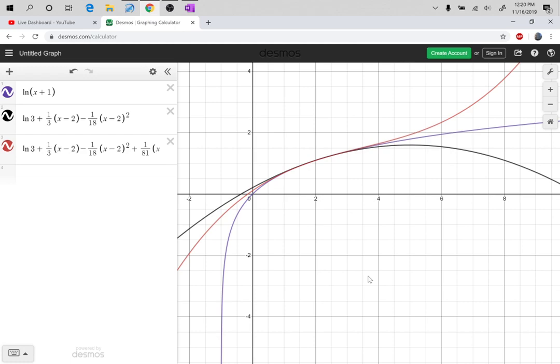Now I want to introduce you to a way to be cool in Calc 2. There you go. This is from your textbook. Table of Taylor series. So there they are, all of them. And do you want to memorize those?